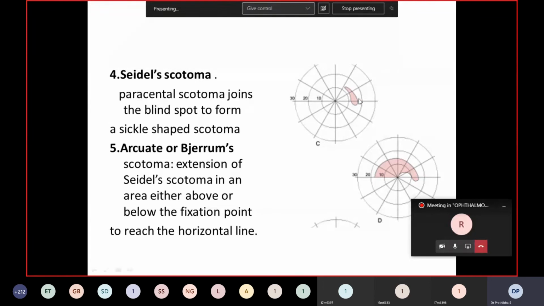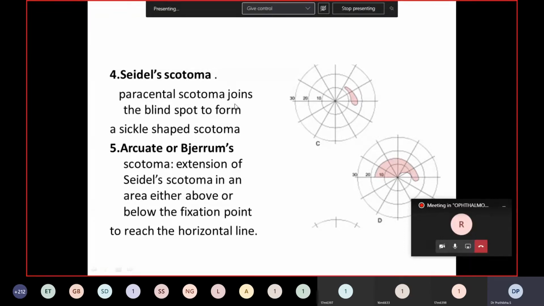If this is the blind spot and this is the fixation point, that's what I was telling, 10 to 20 degrees around the fixation point is called Bjerrum's area. So whatever visual field defects we see in this area of the fixation point, we consider it as important for glaucoma.